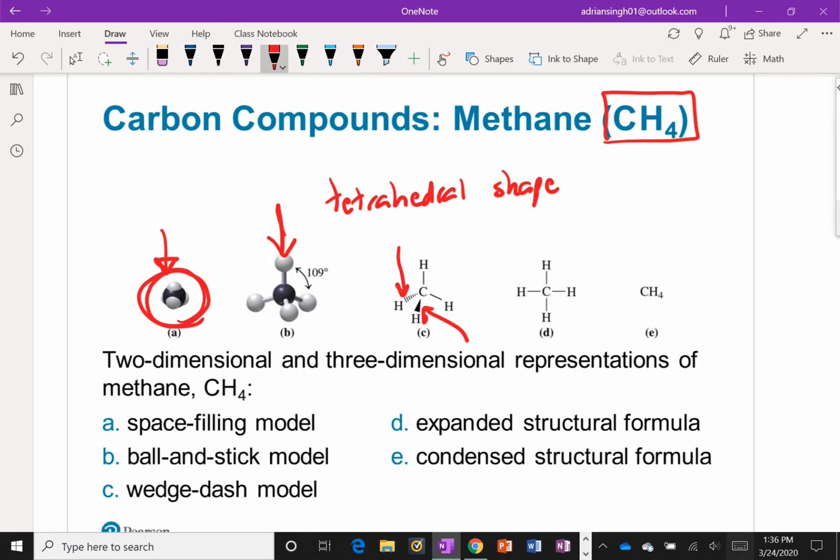We have our Lewis structure over here. When we show all of the bonds attached to each atom, we call that the expanded structural formula. And then if we just combine all the atoms together, we end up with the condensed structural formula there on the right.